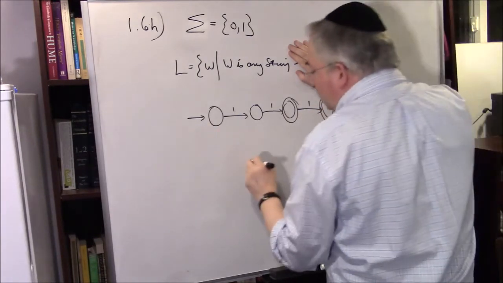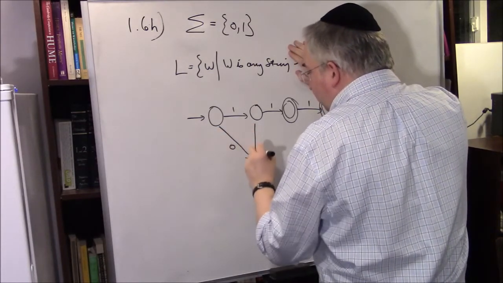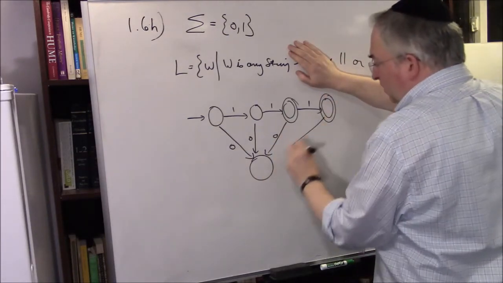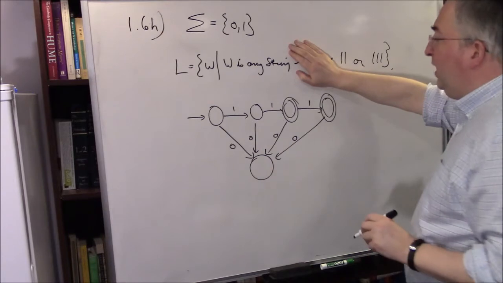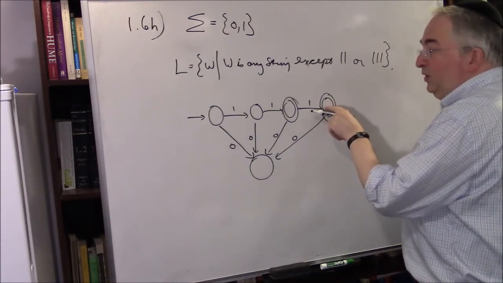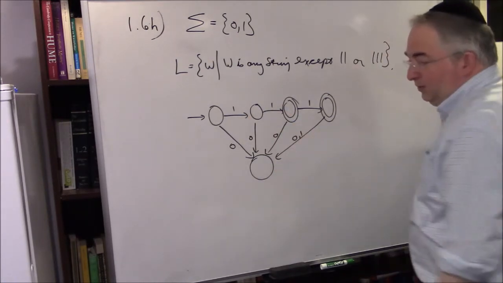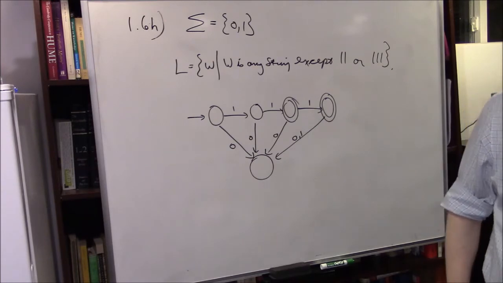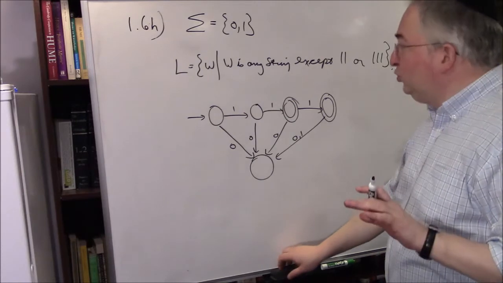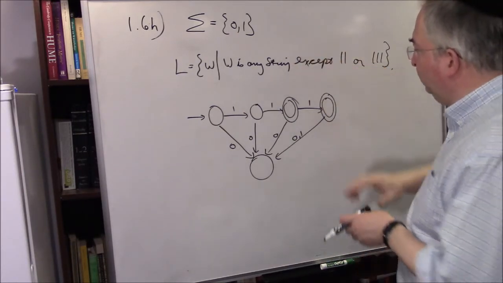If at any point you see a 0, you go to the garbage. Okay? Even here, go to the garbage. Now, what happens if you see a 1 over here? I'm only accepting this or this. Well, if I see another 1, I go to the garbage too. That's it. Great. Now that's any string 1, 1 or 1, 1, 1. That's fine.